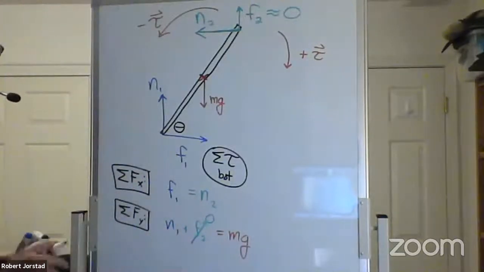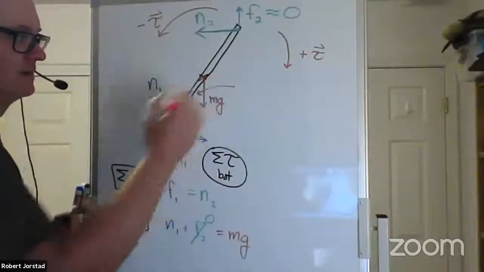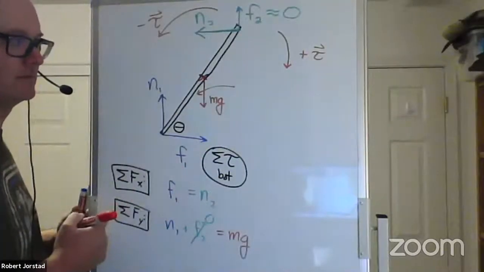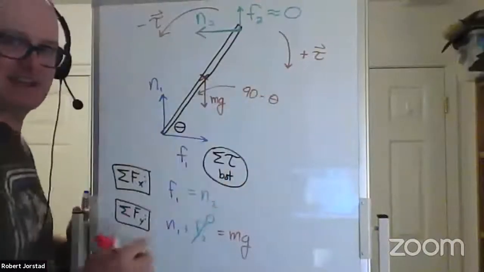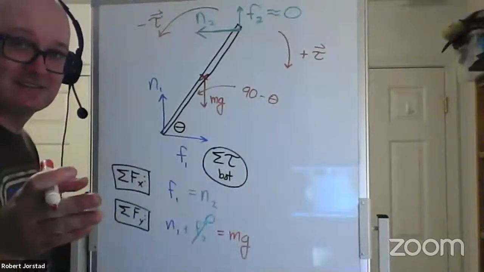So, Jesse, why did you go ooh and change your mind? Walk me through what you were thinking. Because of the angle. Okay, what is this angle right in here? That's 90 minus theta. So you caught yourself. So it's not sine of theta. It's going to be sine of 90 minus theta, which equals cosine of theta.